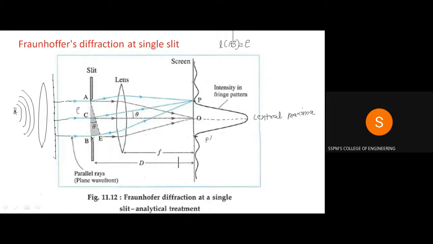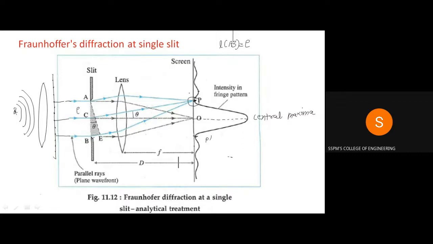Where to keep this screen? This screen has to be kept at a distance of the focal length of this particular lens. We must place the screen at the focal length distance of the lens; only then do we get this intensity distribution curve. Okay, then what is the condition for minimum of intensity? At this point, you will observe minimum of intensity.